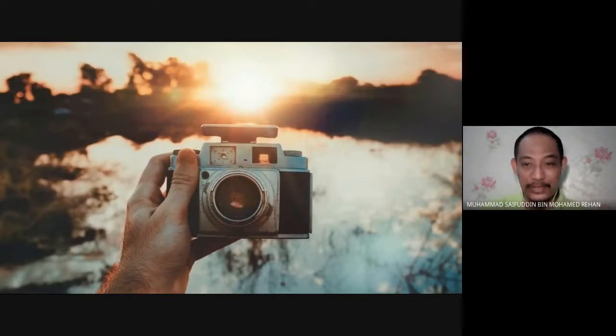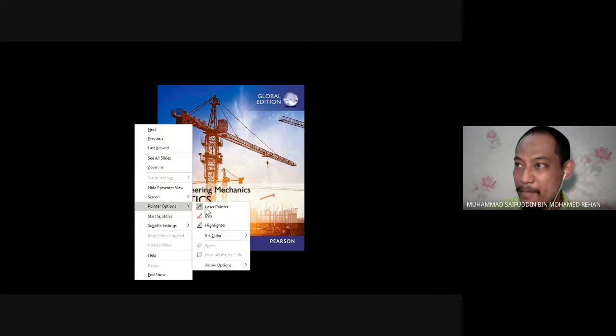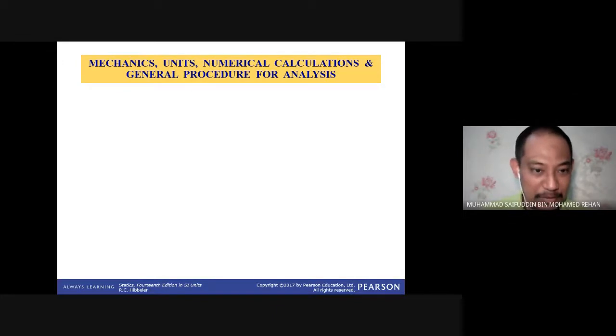Okay, so we will go into chapter 1. Right, chapter 1. Hopefully we do not take too much time on this one. Inshallah, bismillah, this will be chapter 1, and we will be dealing with mechanics, units, numerical calculation, and the general procedure for analysis. This is basically a template of what you should understand to begin with. I'll cover it as fast as I can, but if you have any question, please do ask.